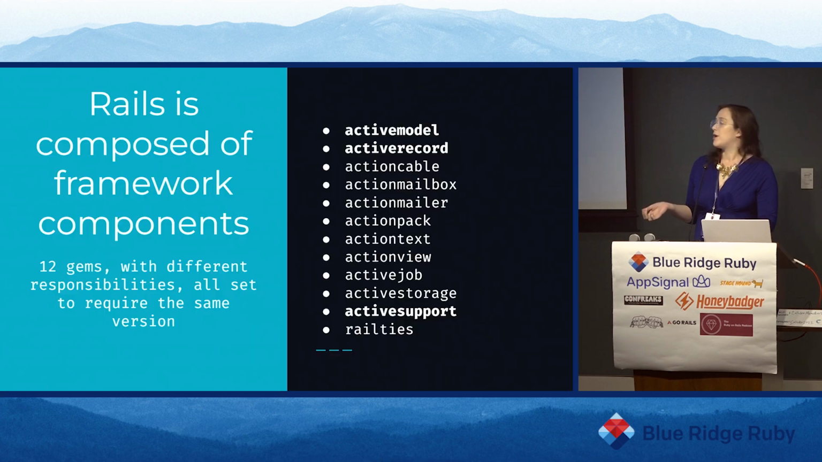So Rails is composed of these framework components. This is Rails 7 to be particular. 12 gems with different responsibilities that are all set to require the same version. We're going to focus on ActiveModel and ActiveRecord, but I do want to take a moment to acknowledge ActiveSupport. ActiveSupport is what handles a lot of the magic of Rails. So for example, 12.days.ago, things like that, that's all ActiveSupport.